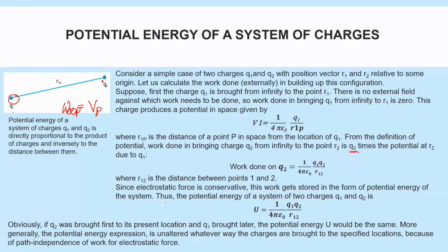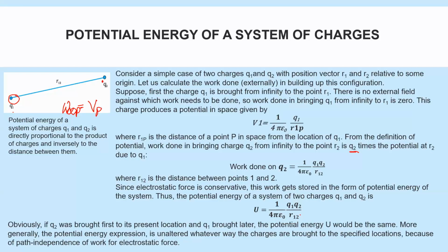Now we know that the electrostatic force is conservative in nature. So the work done does not get lost, but gets stored in the form of potential energy of the system. So the potential energy of this system, where we have brought two charges from different points, is given as 1 by 4 pi epsilon 0 Q1 Q2 by R12.